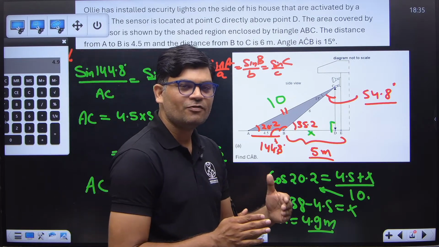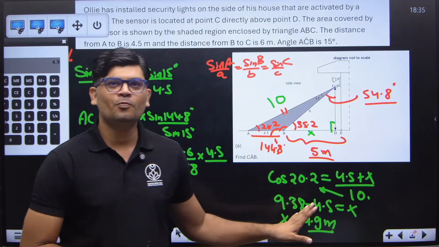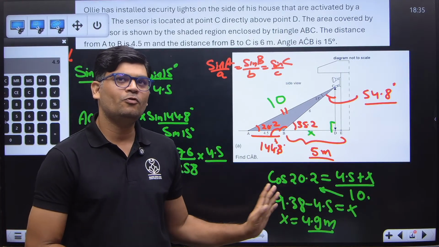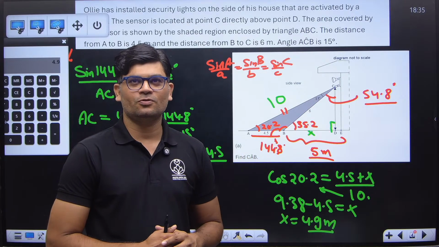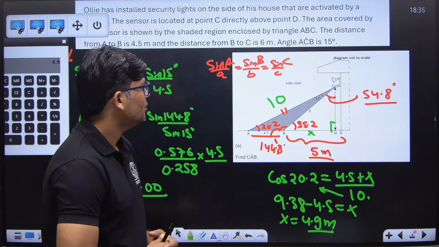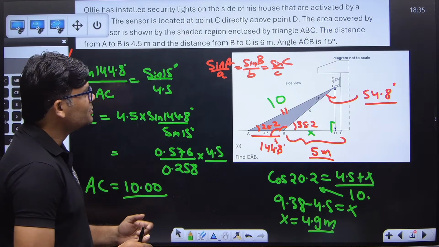Okay, so the answer I got is 4.9 approximately. It will be ranging from 4.8 to 5, 4.8 only. It will not be less than 4.8, that's for sure. But my question is, why was the height given to us?